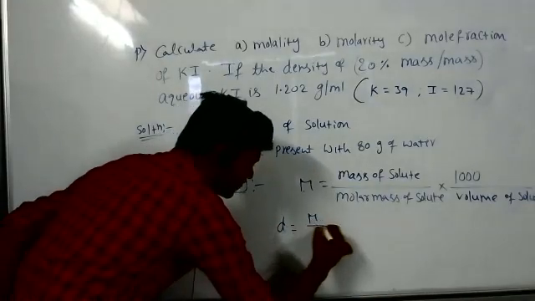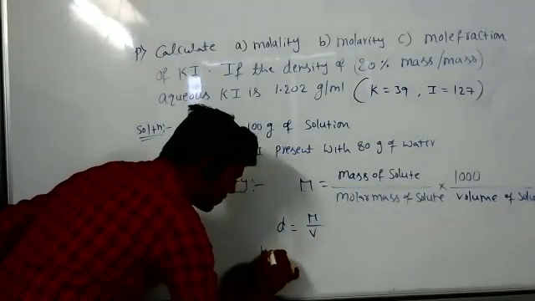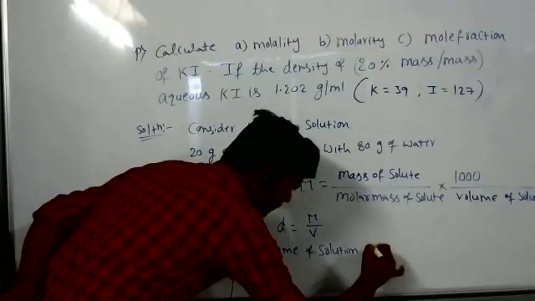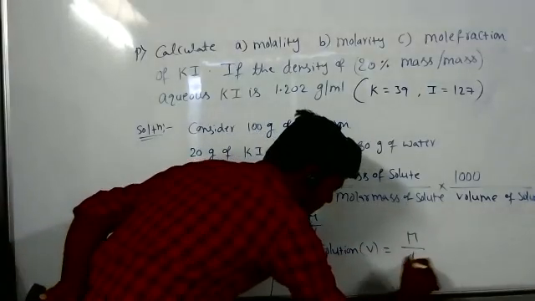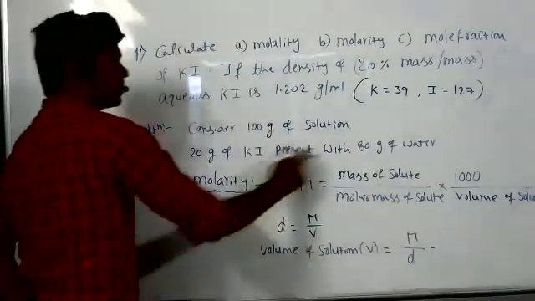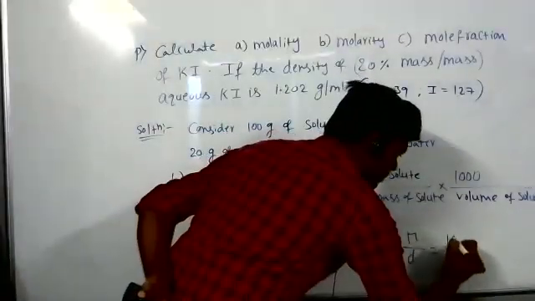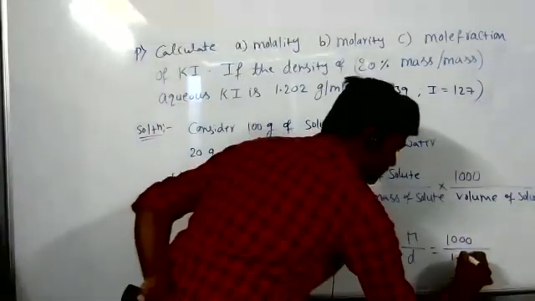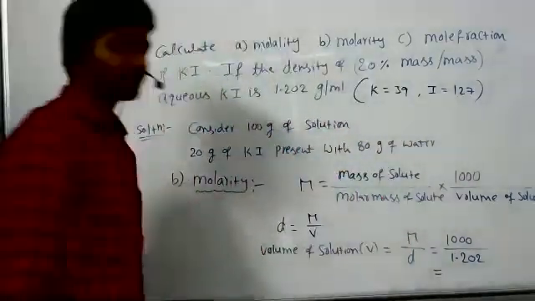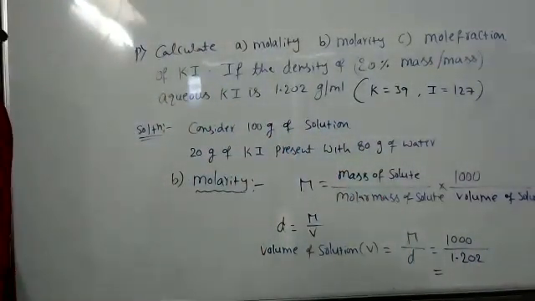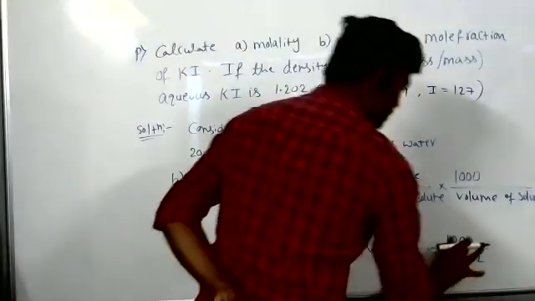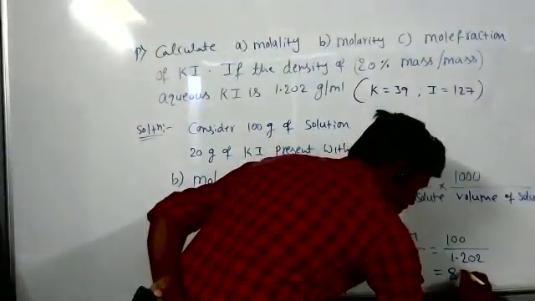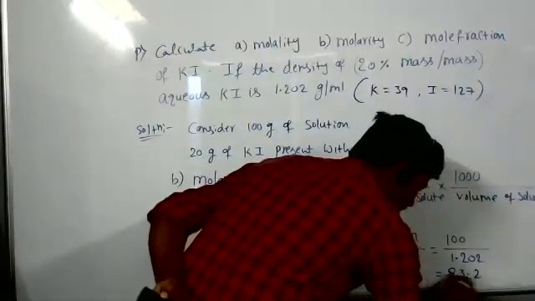Density is equal to mass by volume, right? Volume V of the solution is equal to mass by density. The mass is the total mass of solution, we take 100 grams, divided by density, 1.202. Sir, isn't it 100 by 1.2? 100 by 1.202 is approximately 83.19. So you may write 83.2 ml.